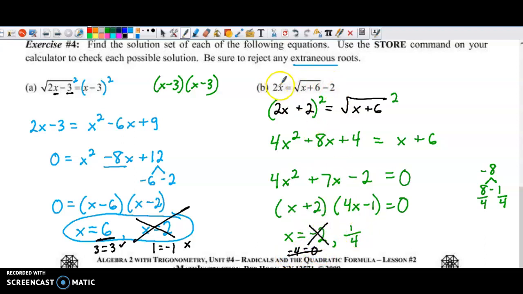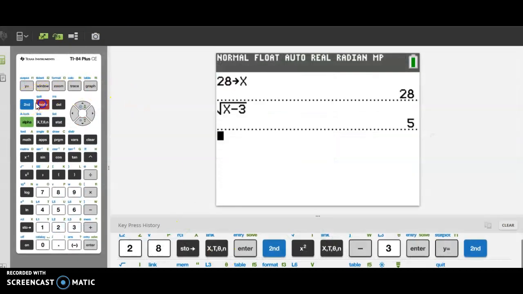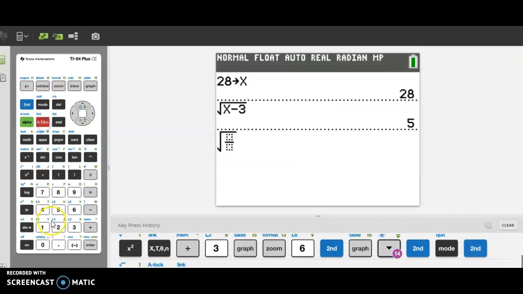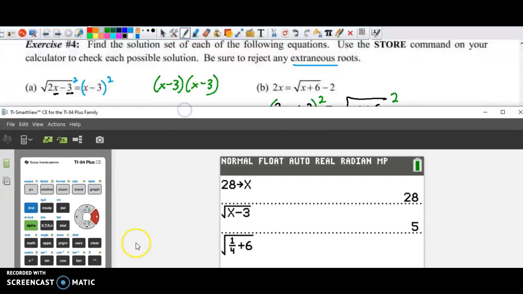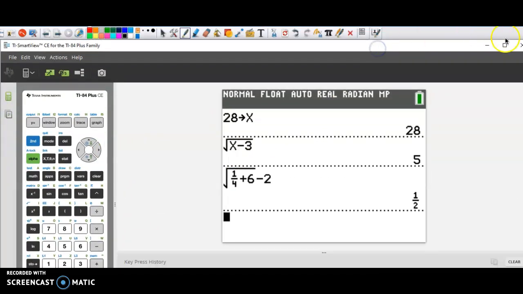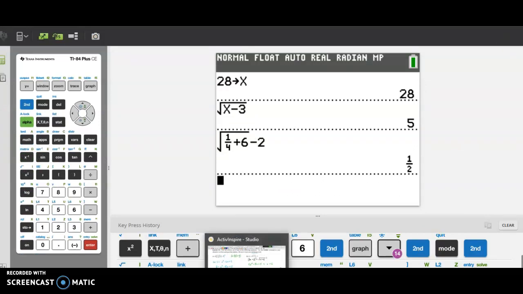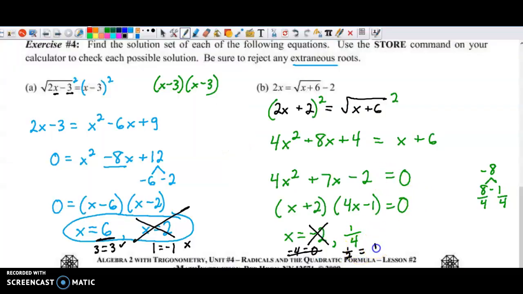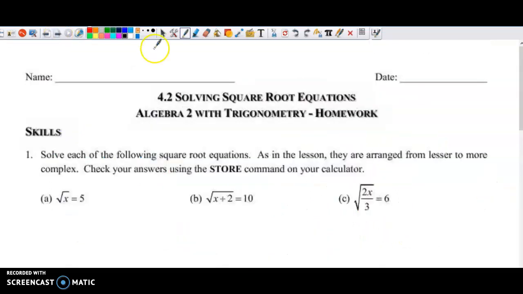Let's try 1/4 now. 2 times 1/4 is 1/2. Yikes. I might need a calculator for this one. Square root of 1/4 plus 6, arrow over to get out of the square root, minus 2. Let's see. Yep, looks like it's 1/2. Yes, 1/2 equaled 1/2, so that was the correct answer. Negative 2 is extraneous and 1/4 was correct. And we should be ready for your homework.